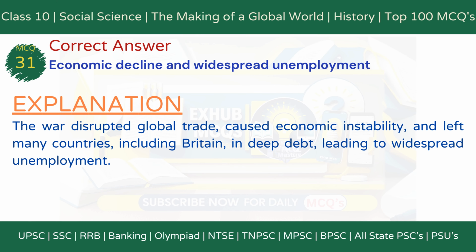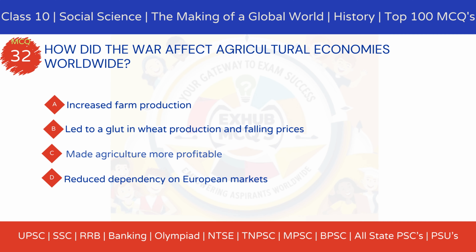The correct answer is option C. Economic decline and widespread unemployment. Explanation. The war disrupted global trade, caused economic instability, and left many countries, including Britain, in deep debt, leading to widespread unemployment. MCQ 32. How did the war affect agricultural economies worldwide?